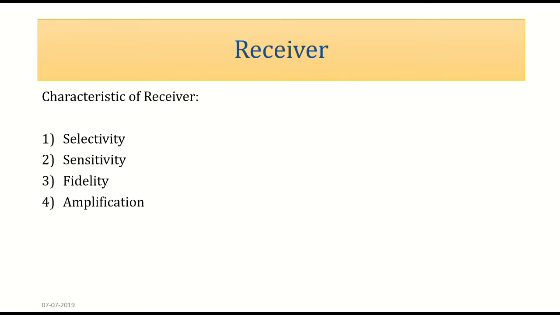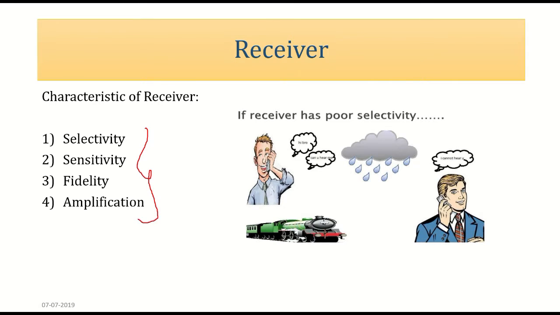So when you design the receiver, these four parameters must be considered. One is selectivity. What is selectivity? If you have poor selectivity, you may not be able to receive the proper signal. Let's say at this end, one person says, can you hear me? And here, without hearing, the other says, I can't hear you, right? Because he is not able to catch the signals. It may be due to some bad weather condition and some other noises, external noise, we say, right?